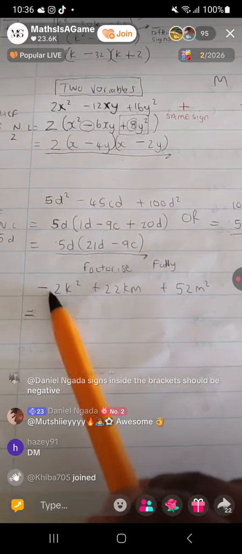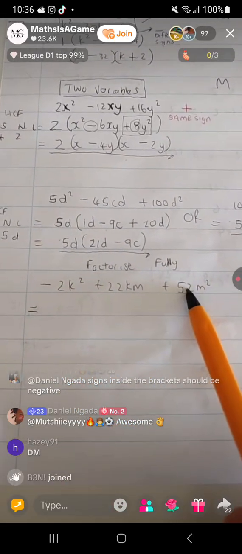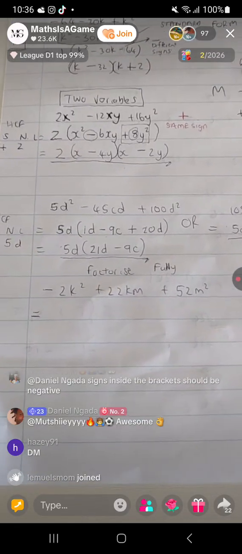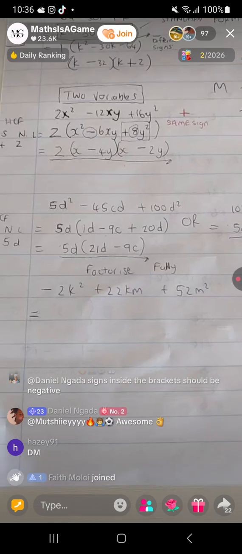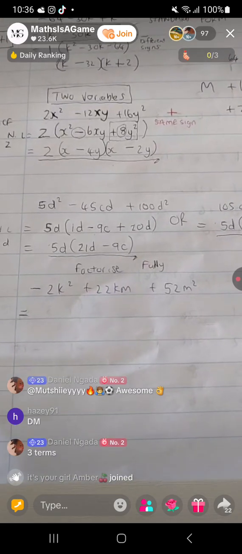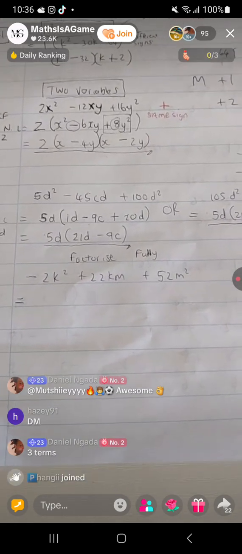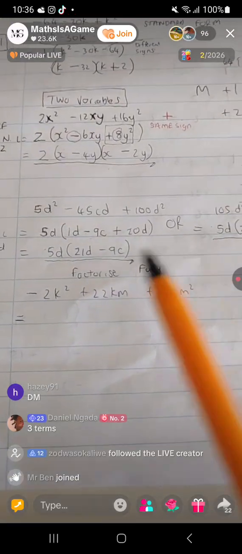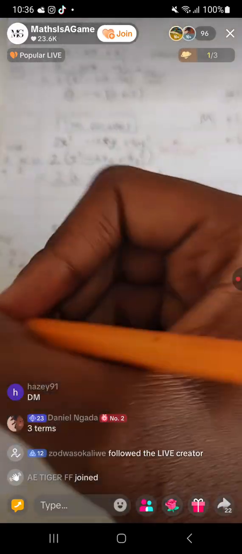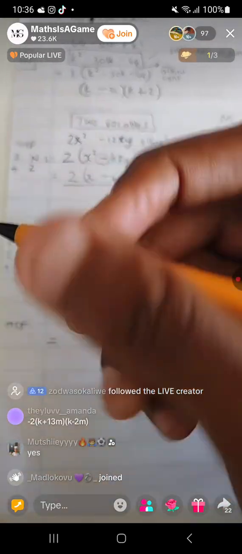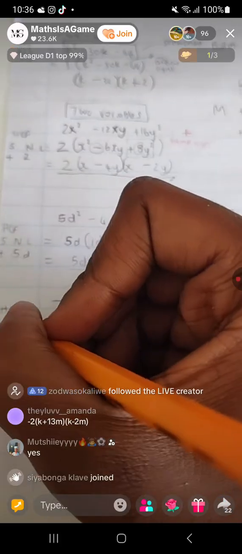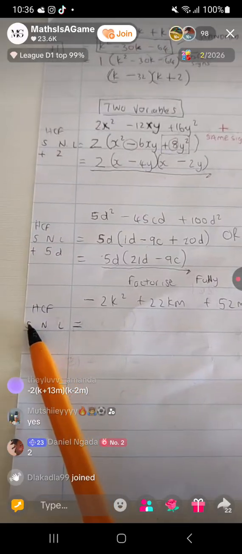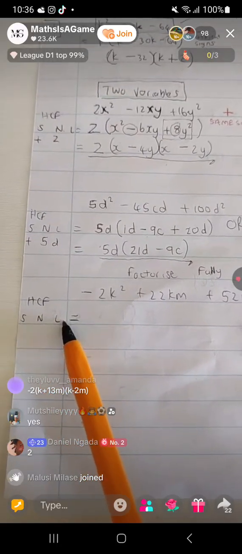How many terms in the expression? 1, 2, 3. Second question, how many terms in the expression? Since there are 3 terms, we say there are 3 terms, and then we further ask, do we need to apply the sign change rule? No. Is there a highest common factor in the expression? Is there a highest common factor? According to the sign, the number, the letter.